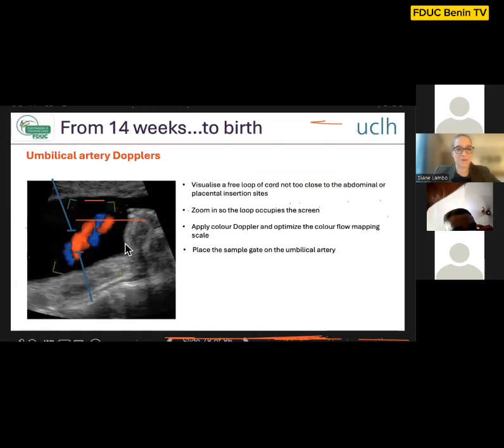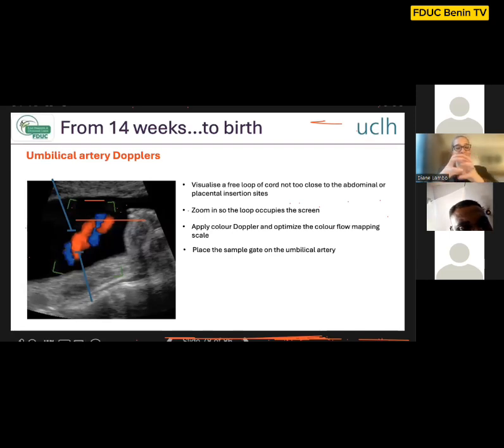So starting with umbilical, essentially what you want to try and obtain is a free loop of the cord. Again, you want to zoom in and maximize that image. You want to make sure that the segment of the cord that you're interrogating is not too close to the abdominal insertion site, because then your resistance is falsely elevated, or too close to your placental insertion site, because again, it might result in an underestimation of your Doppler.